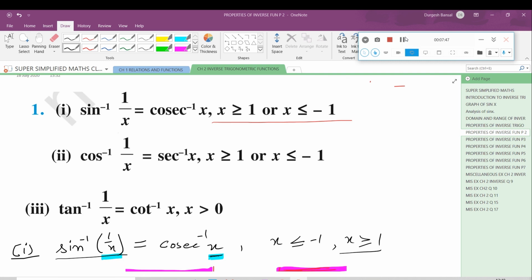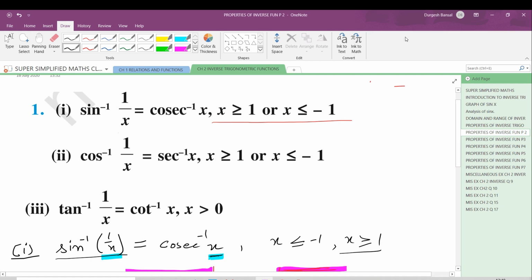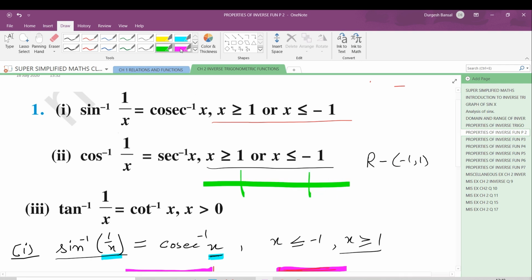Now let us come to the second property. As you can see, cos inverse 1 by x is sec inverse x, where x is greater than or equal to 1 and x is less than or equal to minus 1. And this is the domain of sec inverse x. As you can check, the domain of secant inverse x is R minus the open interval minus 1 to 1. So you can see here that x is taking the values less than minus 1 or more than plus 1, including 1 and minus 1, which is the same as R minus the open interval.